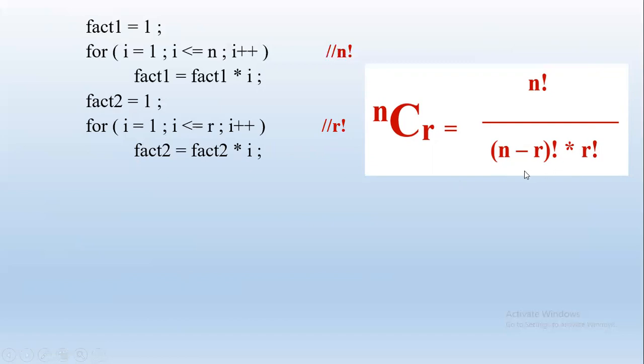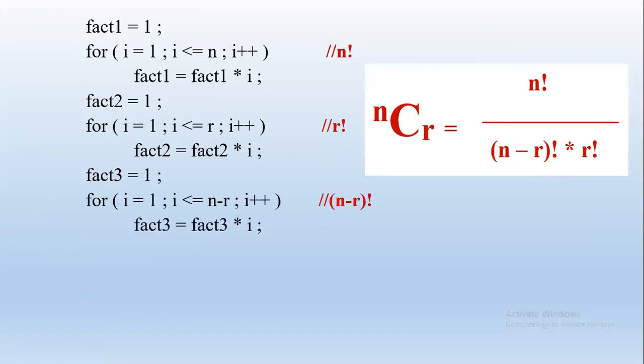Next step we have to find (n minus r) factorial. So let us say we store that in fact3. So fact3 is initialized to 1 and we have the similar logic, i less than or equal to n minus r. So 5 minus 3, that is 2, i less than or equal to 2. So here we find 2 factorial, 2 into 1, that is 2. So fact3 is going to hold the value of (n minus r) factorial.